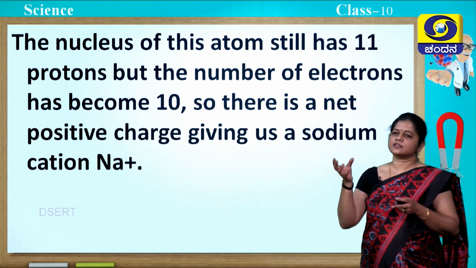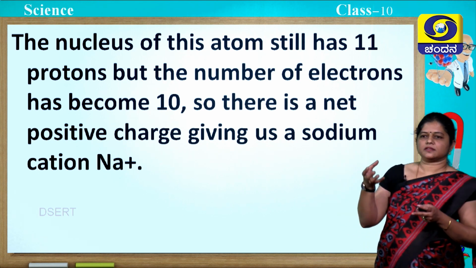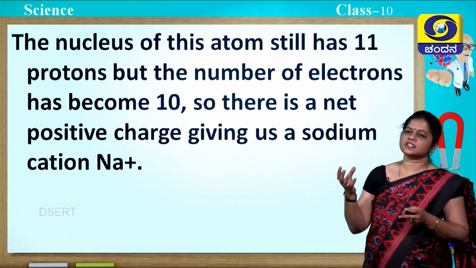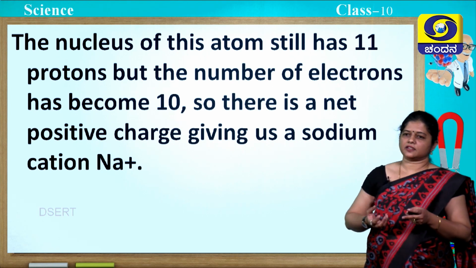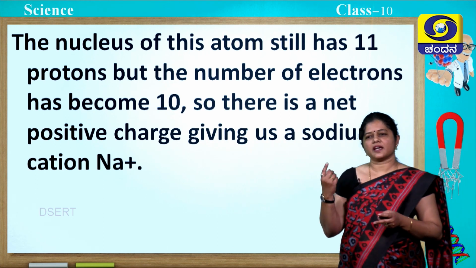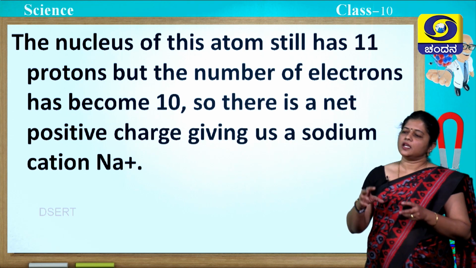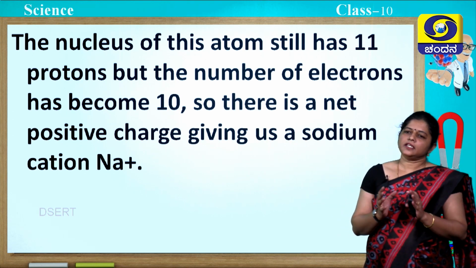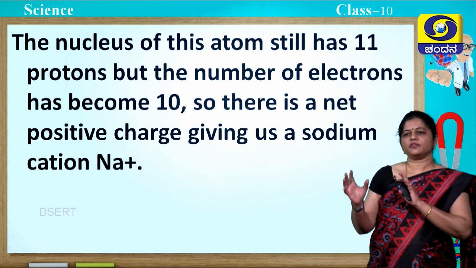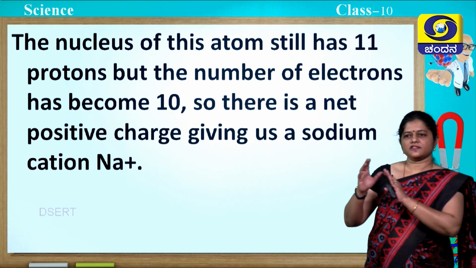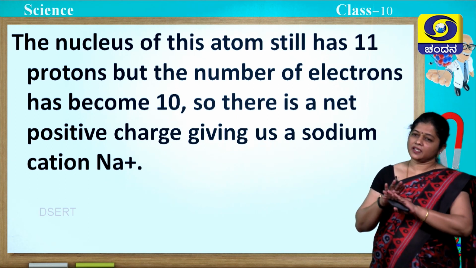The nucleus of the atom contains protons and neutrons. The neutrons do not have any electrical charge. It is the protons that have the electrical charge. The protons have a positive charge and the electrons have a negative charge. Generally in a neutral atom, the number of protons will be equal to the number of electrons, so the positive charge and the negative charge will be equal.